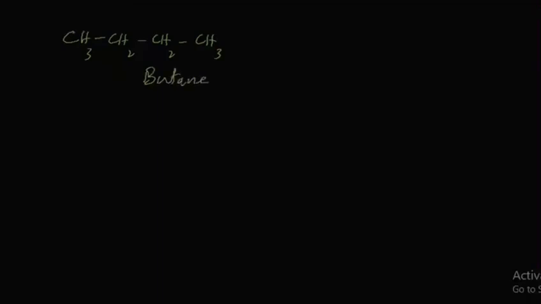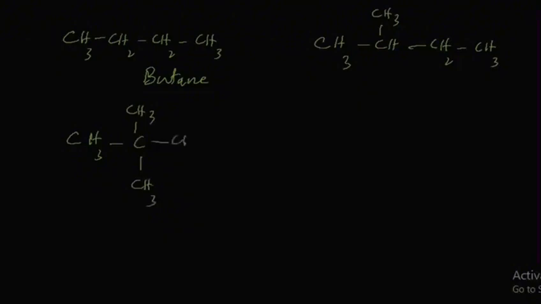If you want to draw a branch in alkanes, you can add it like this. Just remove the hydrogen from that carbon where you want to add the branch. And if you want to add another branch on the same carbon, you have to remove both the hydrogens like this.